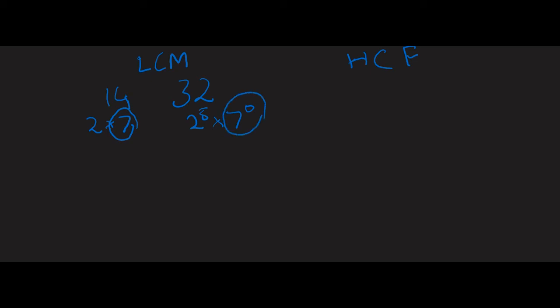So the highest power between the 2 numbers for the 2 is obviously this one over here, which is the 5, so it's 2 to the power of 5. Now the highest power for the 7s is obviously the one on the 14 here. So multiply that by 7. What that should get you is 32 times 7. You can use a calculator for this, which is 224. So that's the LCM of 14 and 32.